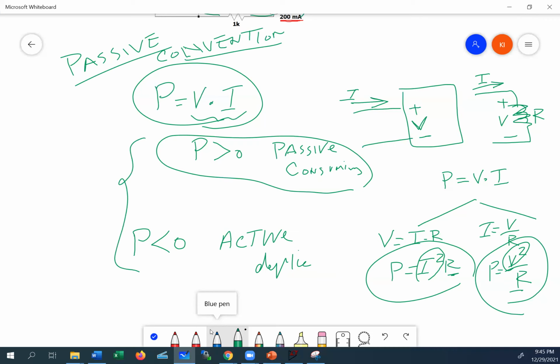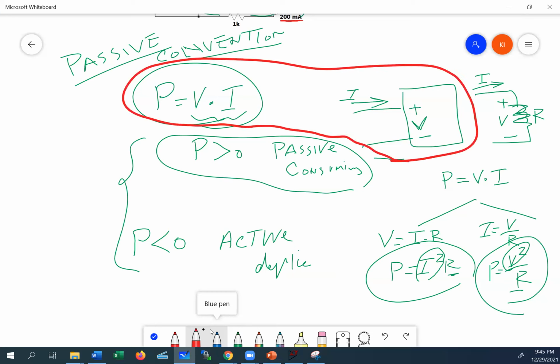Now remember, you can only apply this relationship P equal to VI if the current is flowing into the positive side of the device. So let's do some examples of where that is not the case. Then you say, okay, what can I do?